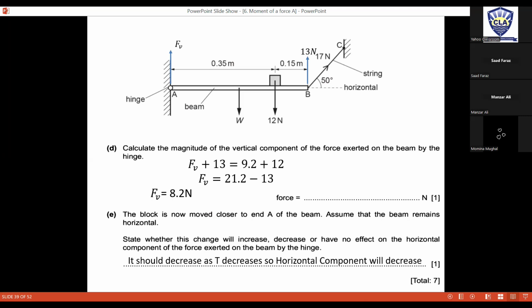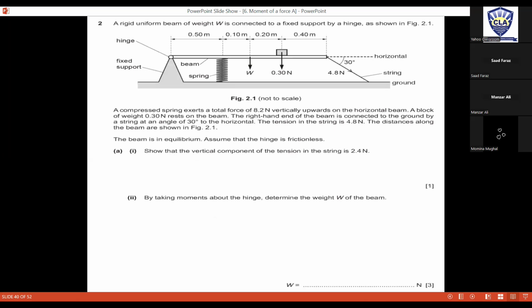Okay, one more question. Again, a similar question. We have a beam pivoted. Then we have a weight of 0.3 newtons, and at the end we have a string, 4.8 newtons. We have to find the vertical component of the tension. It will be 4.8 sin 30, which comes out to be 2.4.